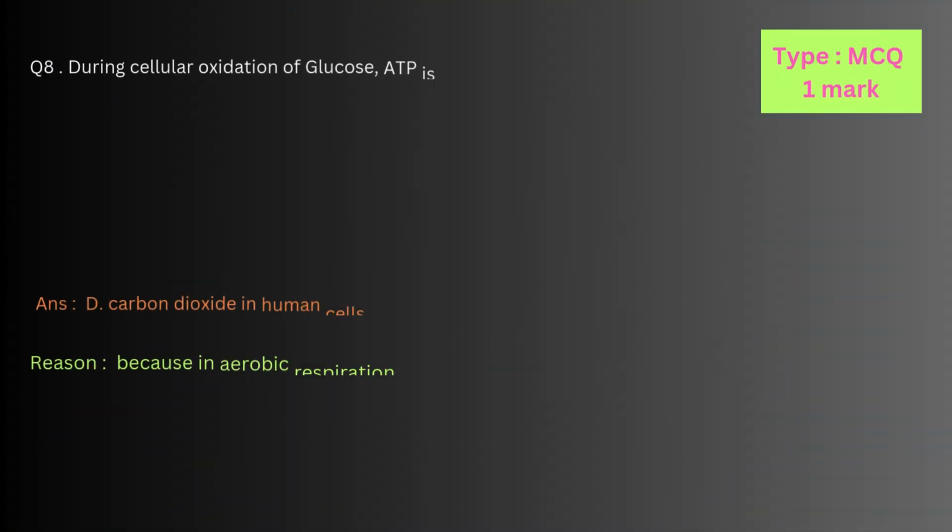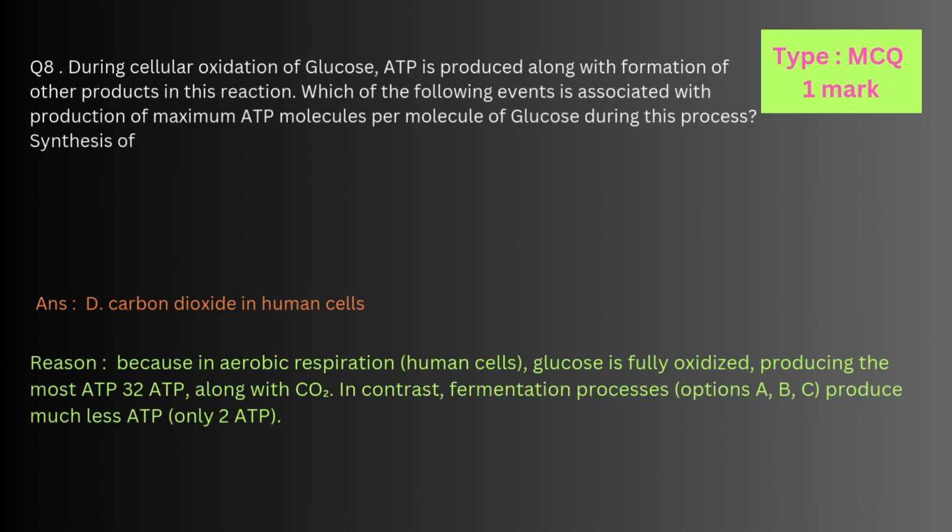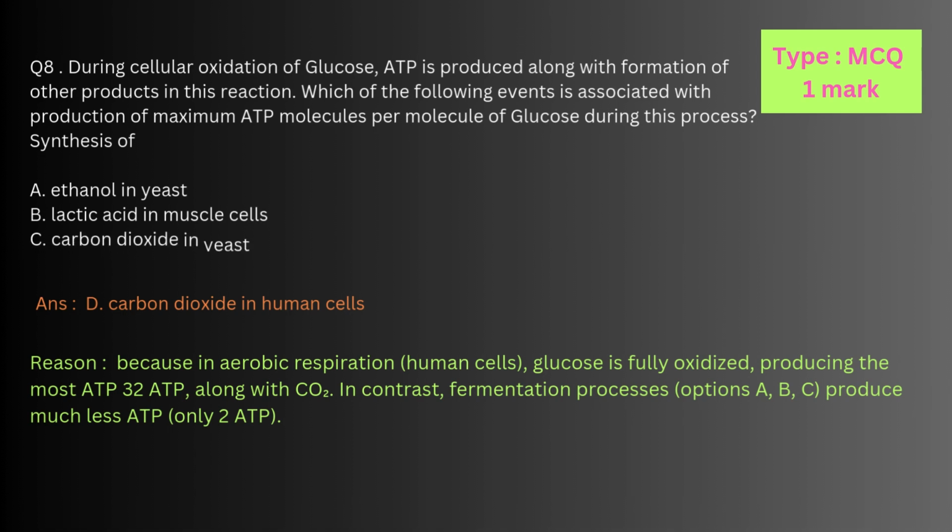Sample question paper. Question number 8 is the first question in biology, which is an MCQ for 1 mark. So the question is, during cellular oxidation of glucose, ATP is produced along with formation of other products in this reaction. Which of the following events is associated with the production of maximum ATP molecules per molecule of glucose during this process? Synthesis of A. Ethanol in yeast, B. Lactic acid in muscle cells, C. Carbon dioxide in yeast, and D. Carbon dioxide in human cells. So the right answer is carbon dioxide in human cells.